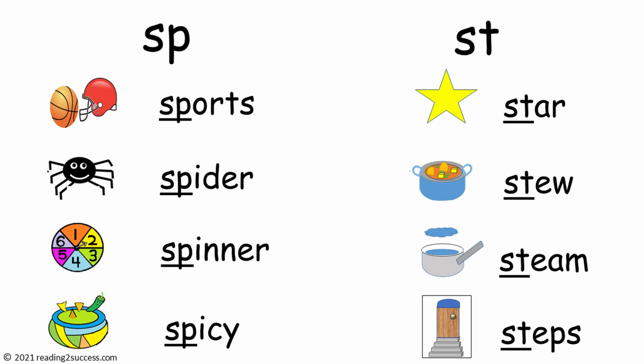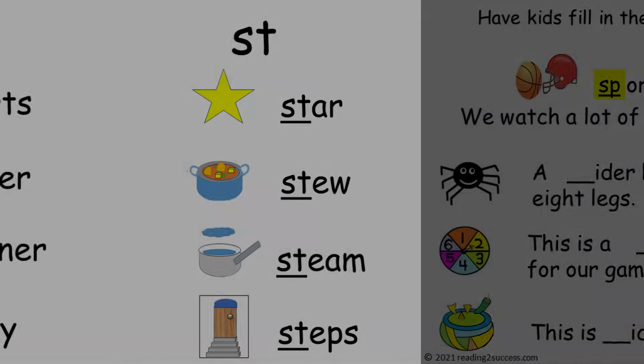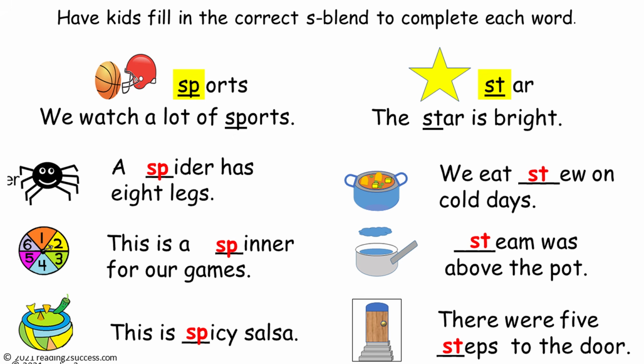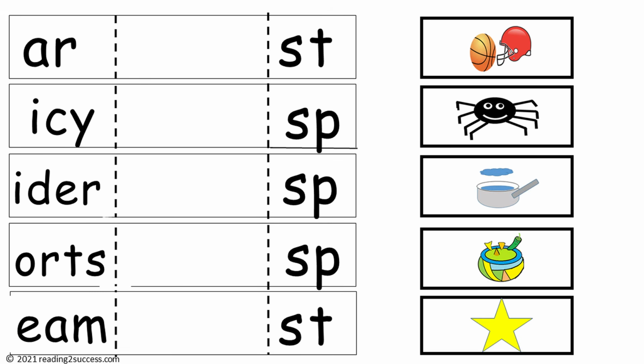Now we're going to introduce words that begin with the ST blend. Star, stew, steam, and steps. Now have kids fill in the correct S blend to complete each word. This is a completed example. This is a template for the next example.